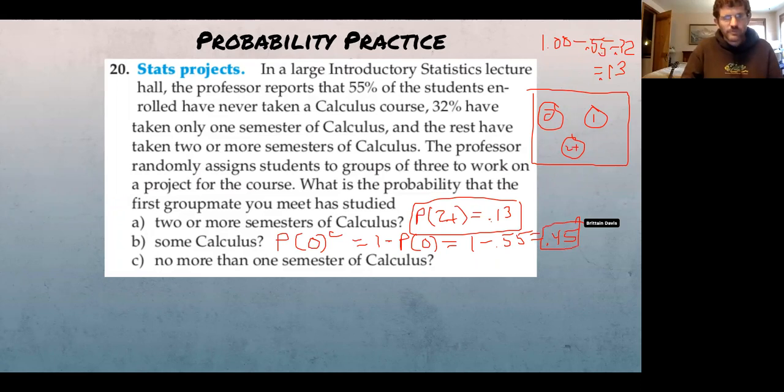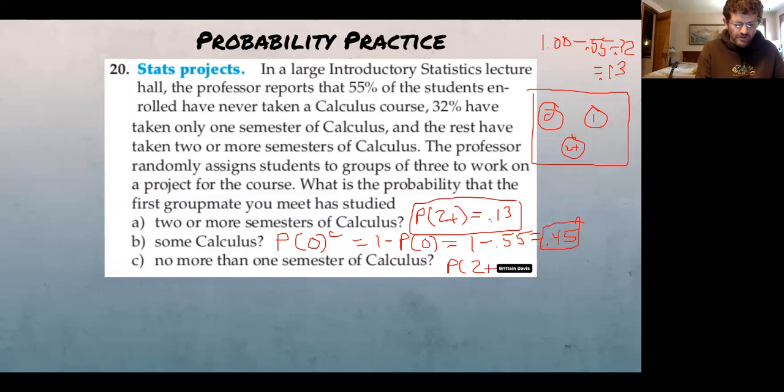There it is. And no more than 1 semester of calculus. The only condition I'm not interested in is the people that have taken 2 or more semesters of calculus. So I can say the probability of 2 plus complement. I don't want that. I want everything besides that probability. So now I can do 1 minus the probability of 2 plus. I know it's 0.13, so it's 1 minus 0.13, which gives me 0.87.